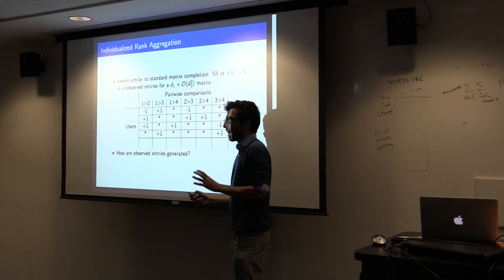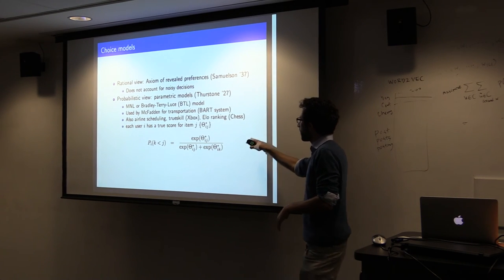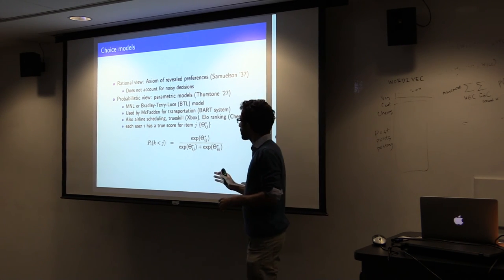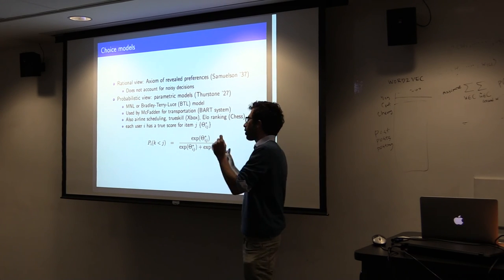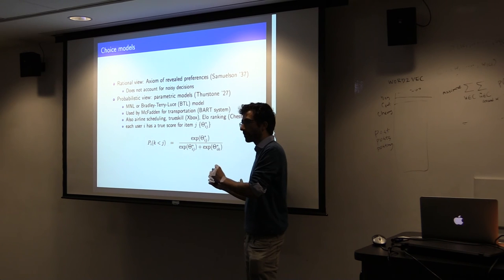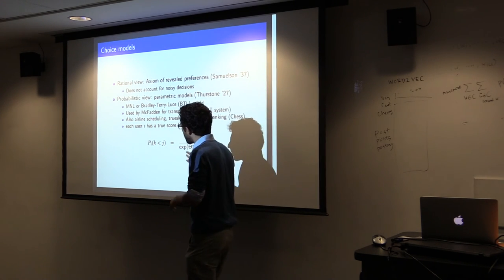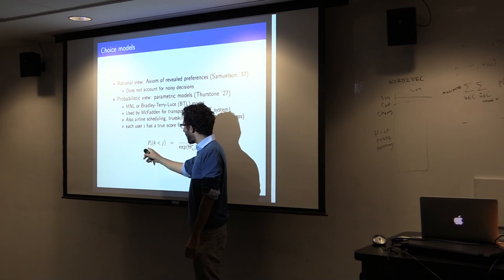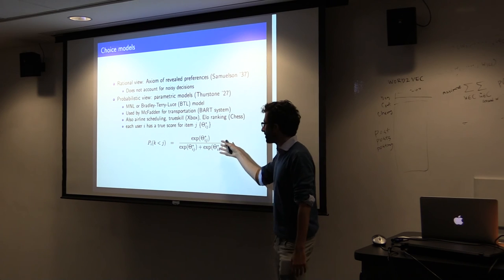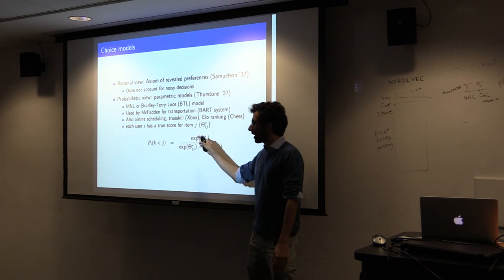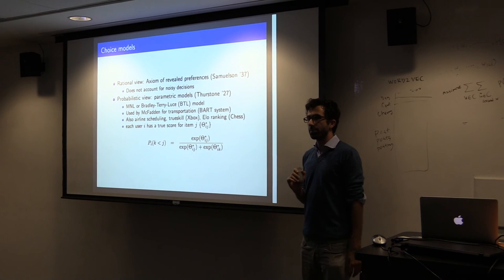And so again, we'll look at the MNL model. Just to recap, this is our model. We assume that user i has a score for item j, and we call that theta star ij. And then the probability that user i picks item j over item k is just e to the theta star ij over e to the theta star ij plus e to the theta star ik.